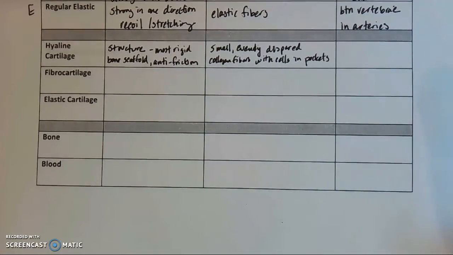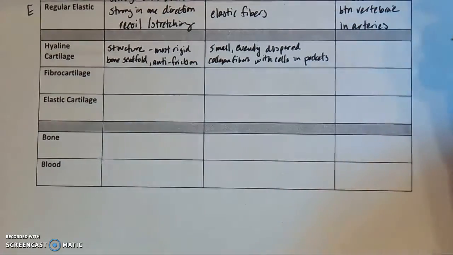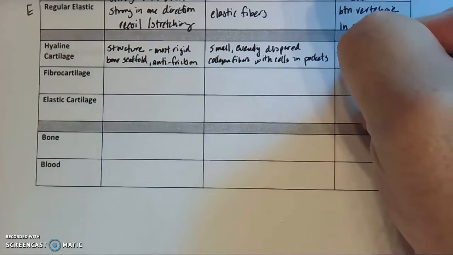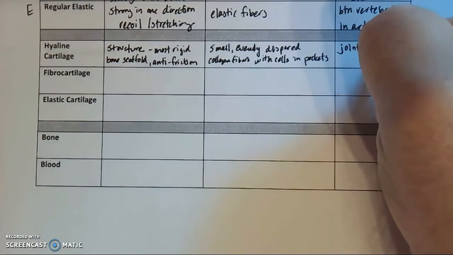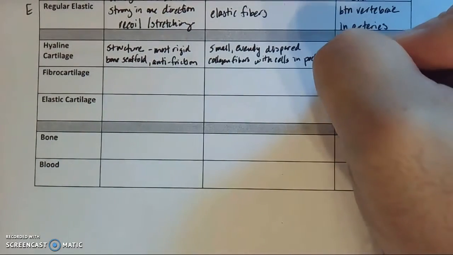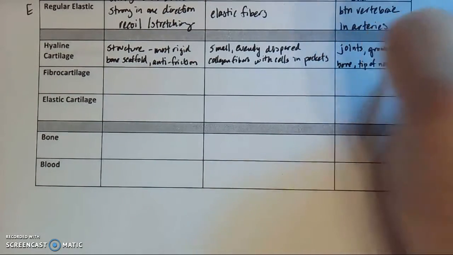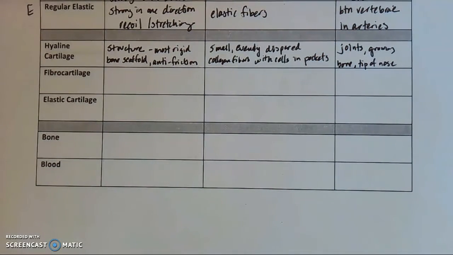So this is found in joints, in growing bone, and the tip of your nose. So we do have some hyaline cartilage there in the nose, and you can see it's a little bit more flexible than your bone, but it still provides some structure. Your nose isn't able to change shape just by pushing it around.